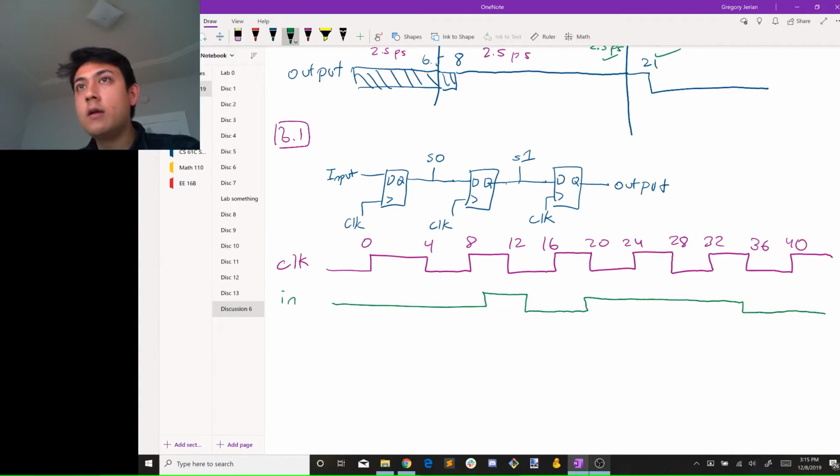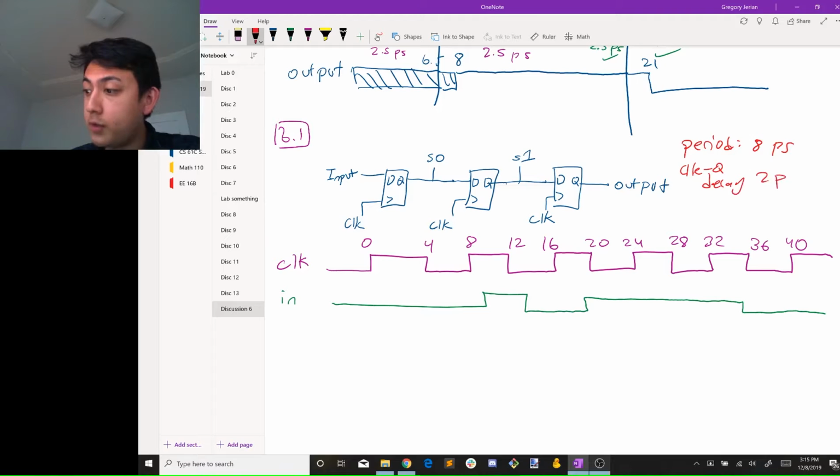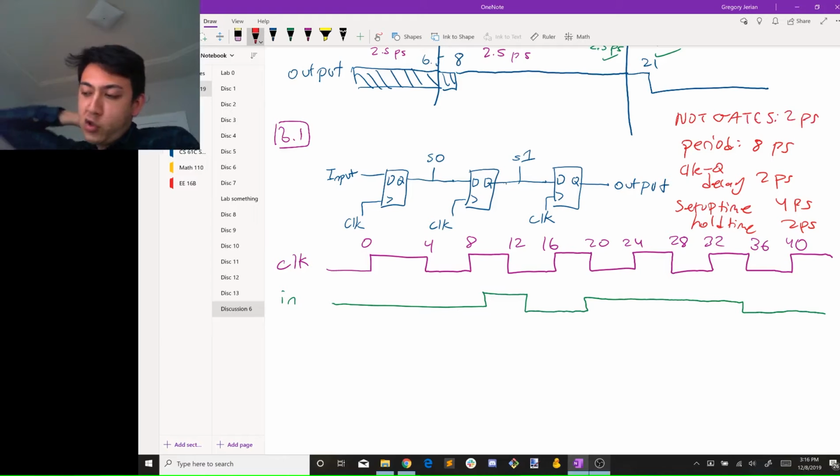Okay, so I've drawn the clock and the input from your worksheet, and we're given in this problem that the clock period is 8 picoseconds. The clock to Q delay is 2 picoseconds. The setup time is 4 picoseconds, and the hold time is 2 picoseconds. Okay, and that NOT gates have a 2 picosecond propagation delay.